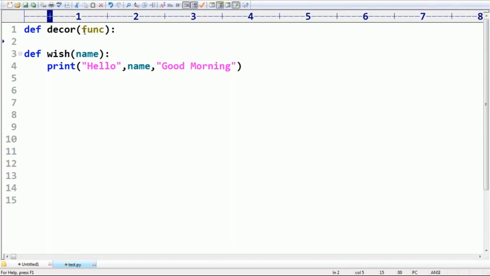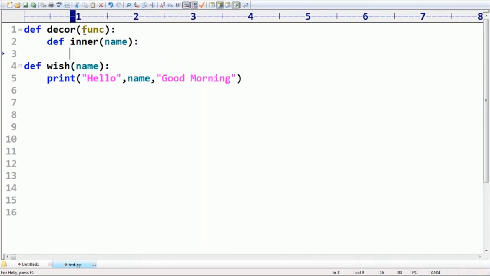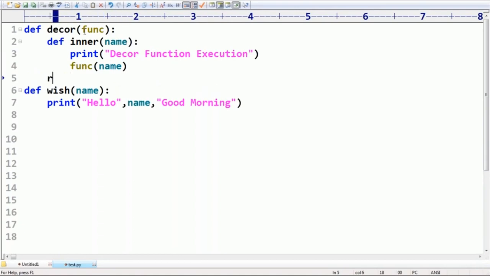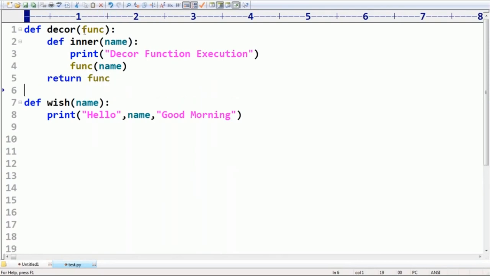Now what I want to take is def inner. Inner function, inner of name. Now I'm taking print of decor function execution, decor function execution, like this I took, sir. Next, as part of that, what it is calling here, func of name, that's all. Next, return func, that's all, sir. Now take very special care about this one, sir.